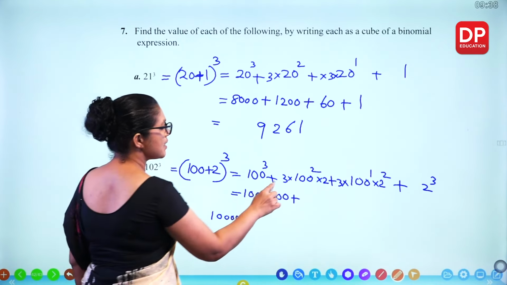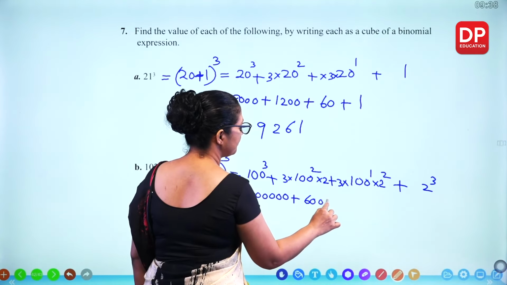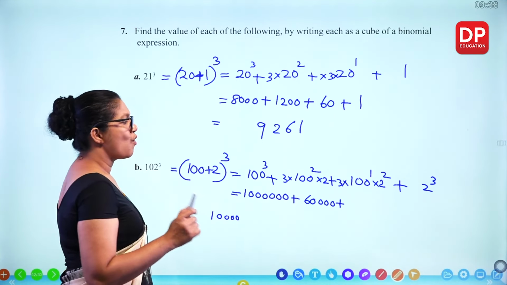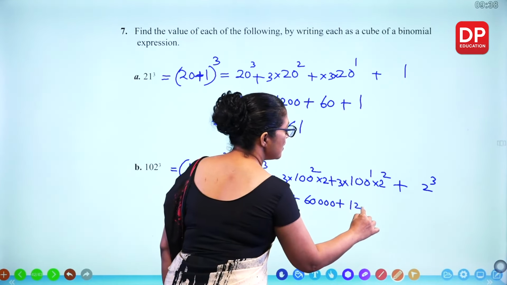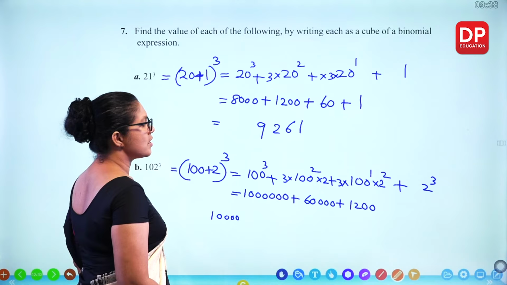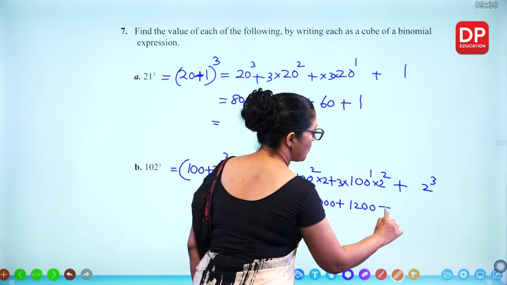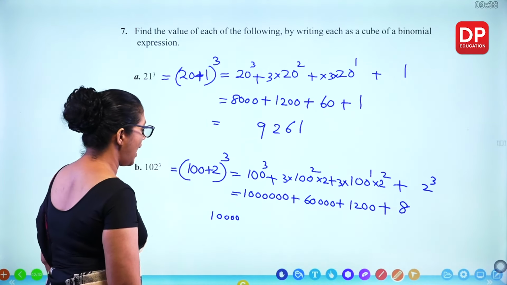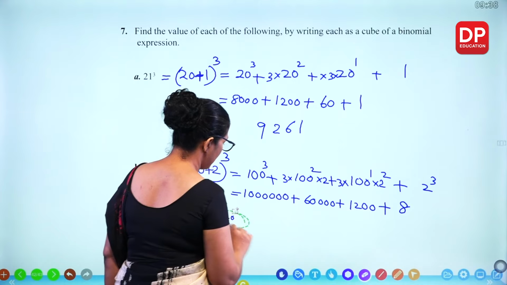10,000 times 6, you get 60,000. Here 2 times 2, 4. 4 times 3, 12. 12 times 100, 1,200. And 2 to the power 3, you get 8. So when you add it together, what do you get?